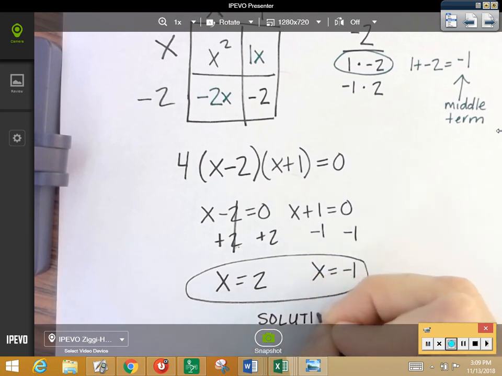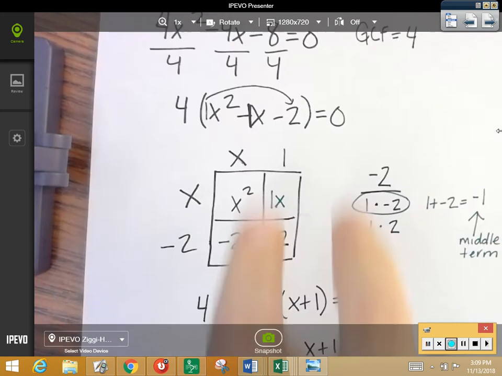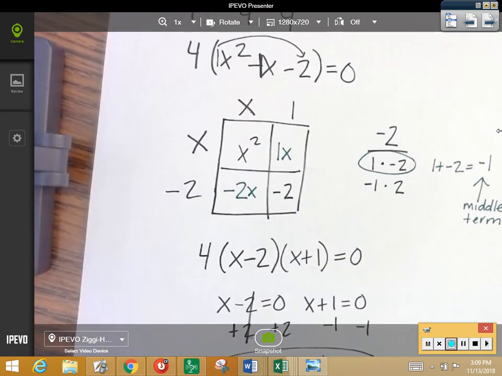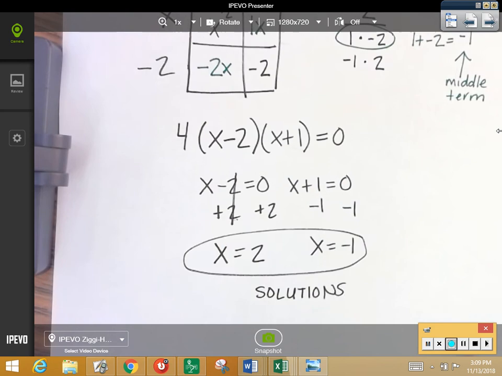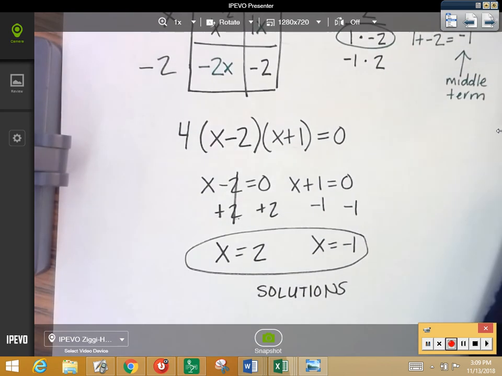If you wanted to go ahead and check them, you could just plug them back into the original to make sure that they came out to be true. Alright, so that's how you solve a quadratic by factoring.